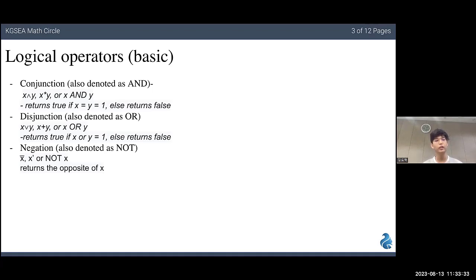The last one is negation, which is also denoted as NOT, and it can be represented as the variable bar or the variable prime or simply NOT, like NOT x. And this simply returns the opposite value of x. So if x is 0, then NOT x returns 1. If x is false, it returns true, and vice versa.